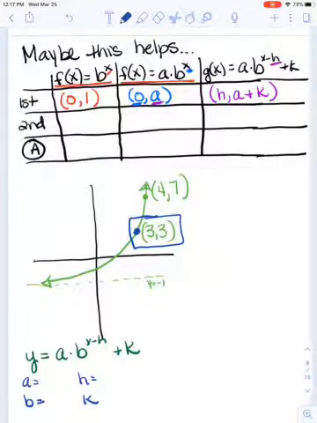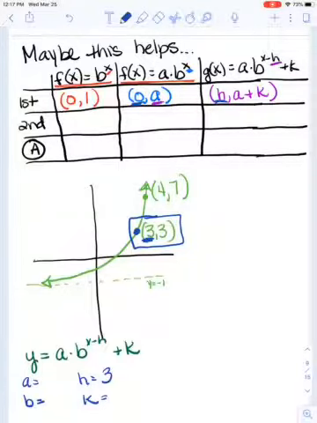Normally I start at 0, and now I'm at h. So normally I start at 0, and here I'm at 3. So my h value is 3. That's the easy one to find.